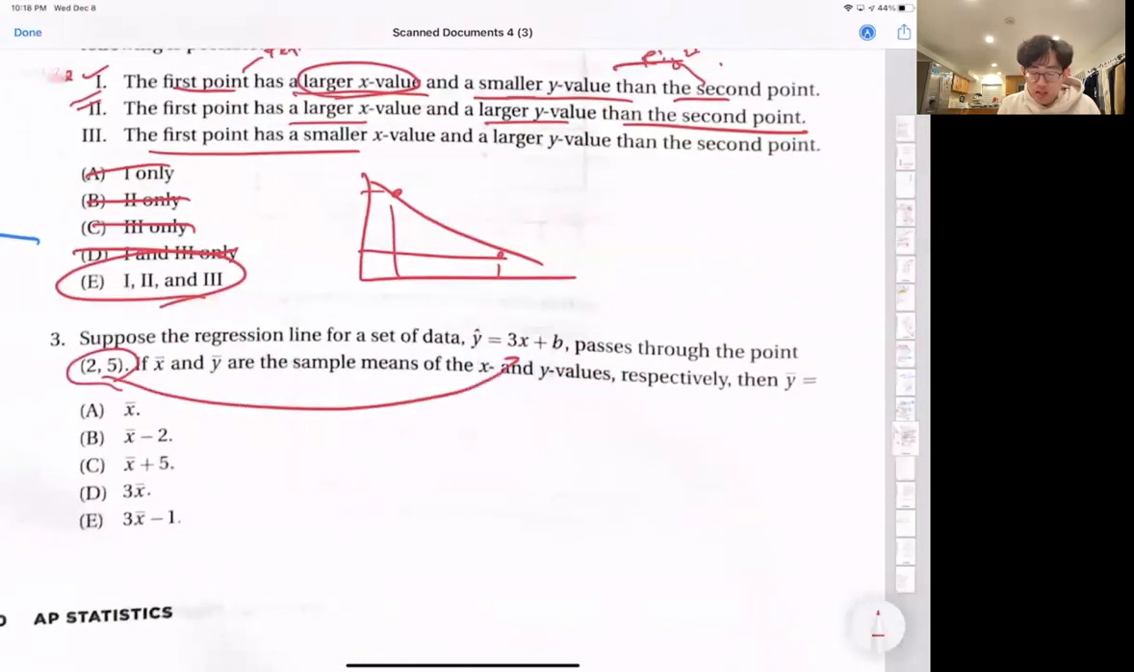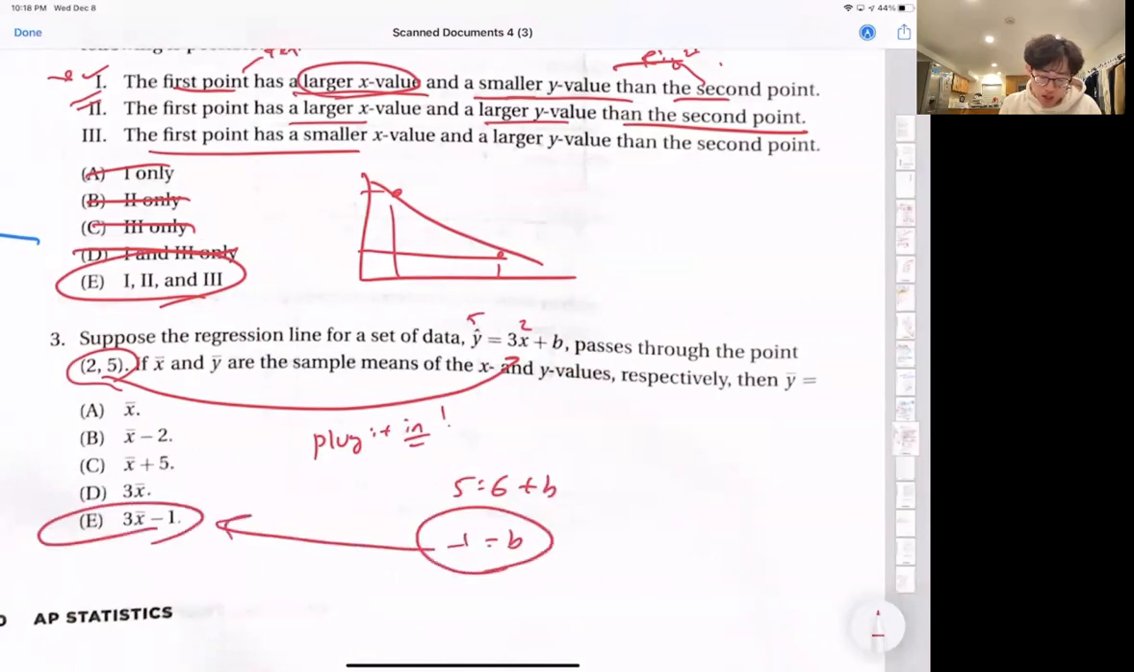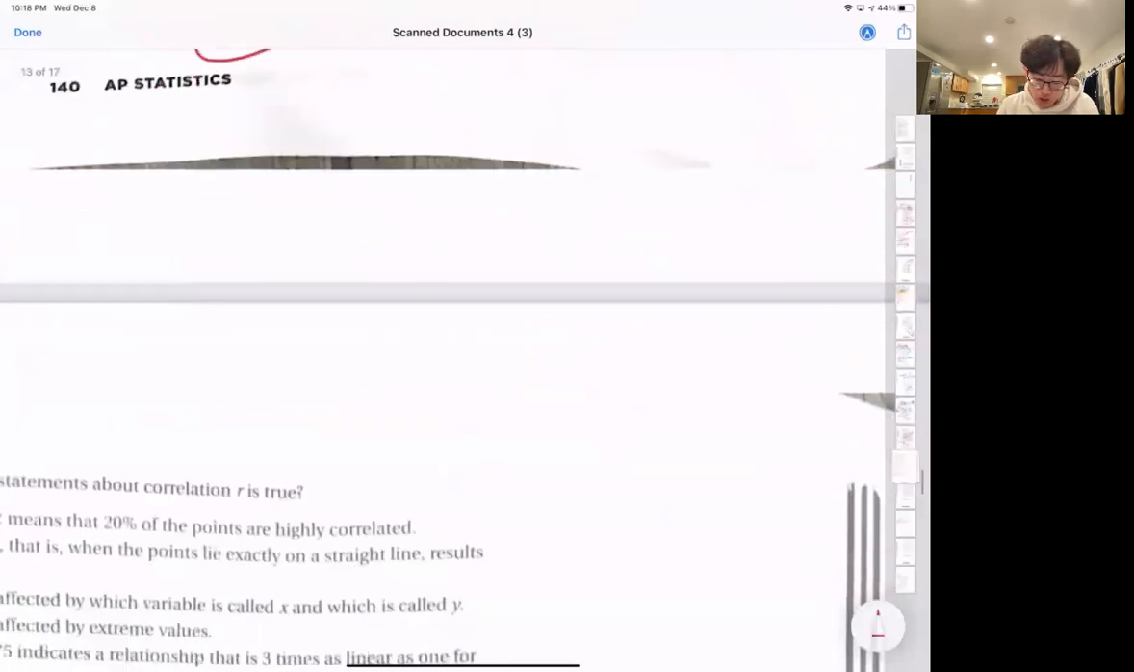This one is the easiest one. So when you see that equation next time, just remember to just plug it in. The only thing you have to do is just plug 2 into x, 5 into y. 5 is 6 plus b. B is -1, so it's E. The slope still remains the same. It still should be 3 for your linear regression equation.